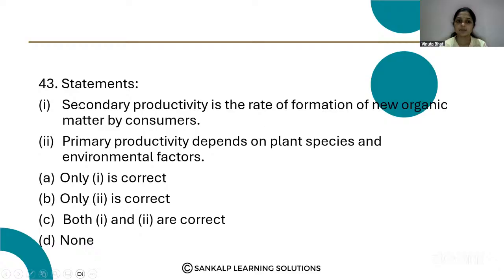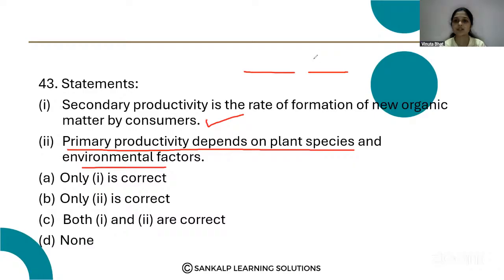Question number 43. Statement 1: Secondary productivity is the rate of formation of new organic matter by the consumers. Statement 2: Primary productivity depends on the plant species and the environmental factors. So here, secondary productivity is the rate of formation of new organic matter by the consumers. Yes, that is correct, right? If primary productivity is formed by producers, then secondary productivity is by the consumers, that is the new organic matter produced by the consumers. So that is the correct statement.